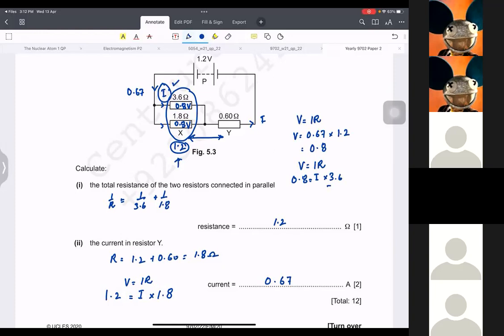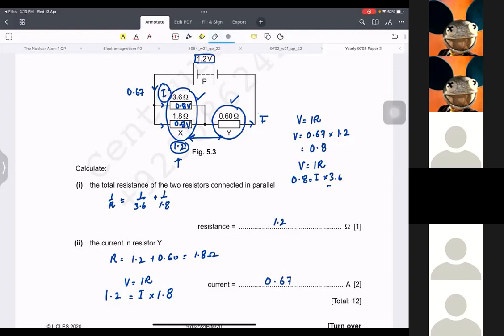No, because in Y, you want me to find the current. Y is in series with this. It's not parallel. And 1.2 is being shared with this whole thing. So first of all, we want to find... Now, let's suppose you wanted, you could first find the voltage here and then use that resistance. But we don't know the voltage across Y. Do you understand what I'm saying?